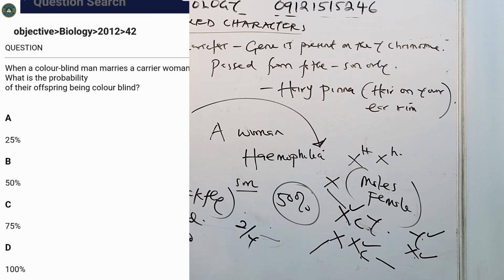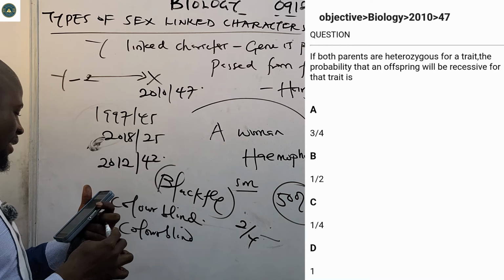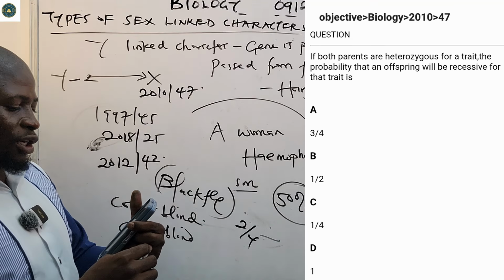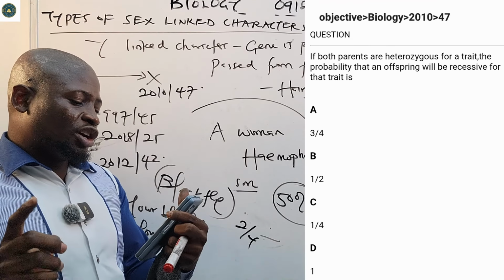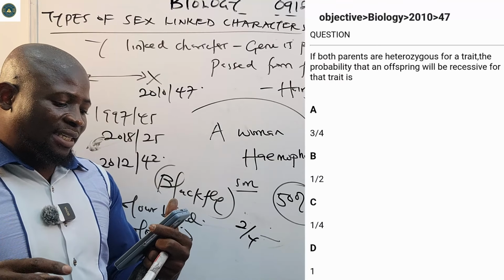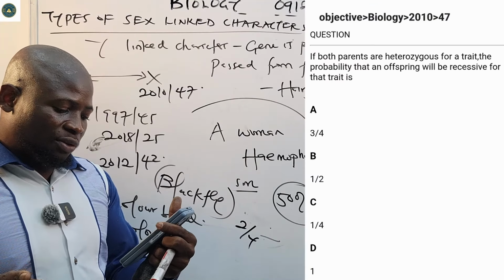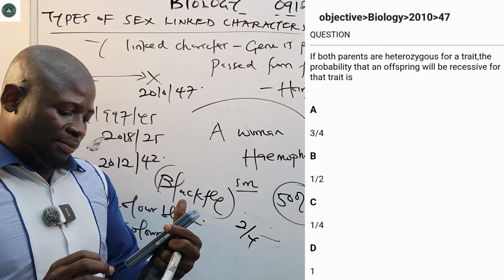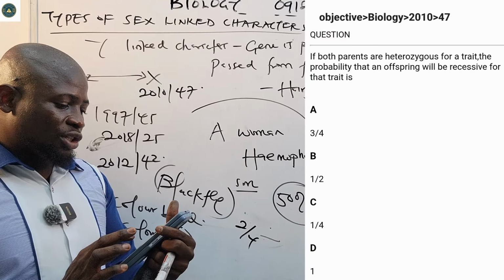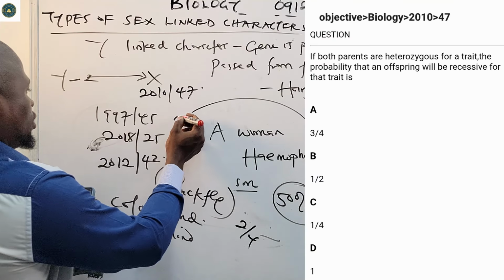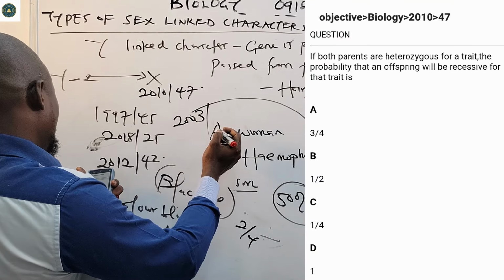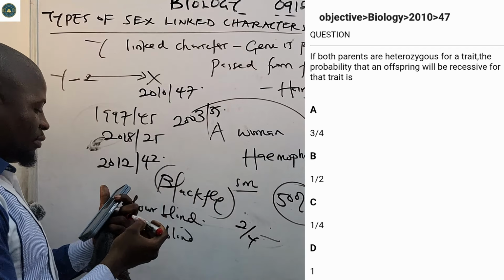Let us see 2010, number 47. They say if both parents are heterozygous for a trait, the probability that an offspring will be recessive for that trait is A, 3/4; B, 1/2; C, 1/4; D, 1. Tell me the answer in the comment section. 2003, this is the last one we are considering here on the board. You go and look for the other questions and answer them.